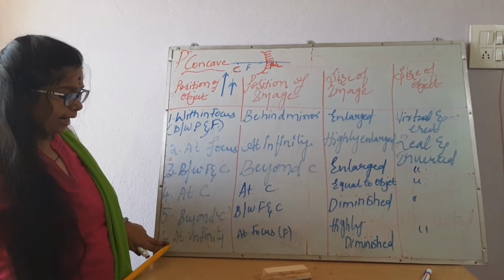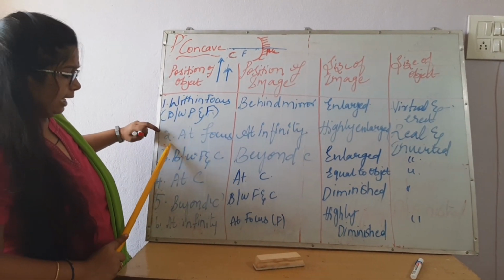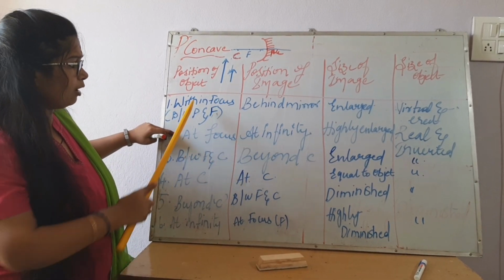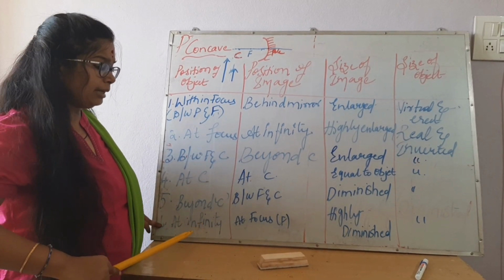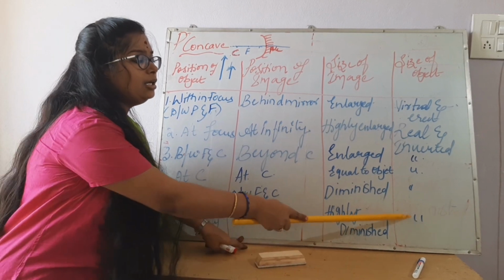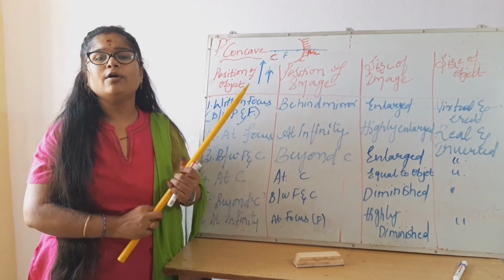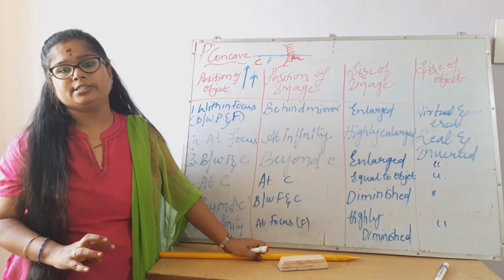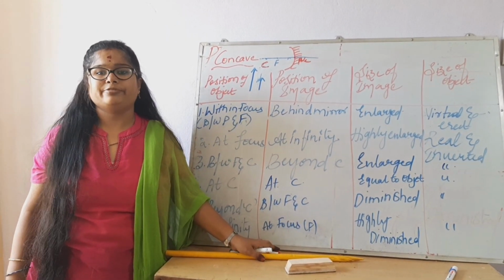Next, at infinity. If I keep the object at infinity, see here. This second case and sixth case are again similar. If you keep the object at infinity, the image is formed at the focus. It will be highly diminished, and it is real and inverted. And let me show you now how in the case of convex mirror, only 2 cases we have discussed, isn't it? A chart I'll draw and I'll show you how the convex mirror behaves.